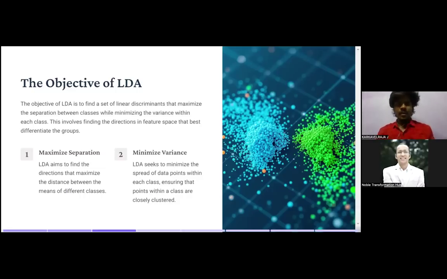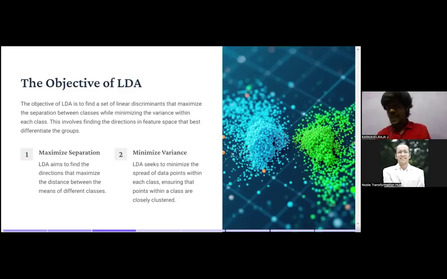What is the objective? Maximize the separation. I hope you can see the blue color and green color. There should be more separation between them. That is what maximizing the separation means. This is one class, this is one class. So there should be as much distance as possible. LDA aims to find the directions that maximize the distance between the means of different classes. That's it. Here we have two classes, class A and class B, and we need to find as much difference between them as possible.